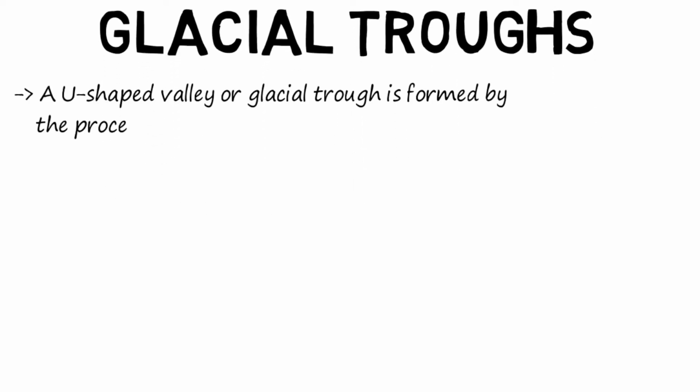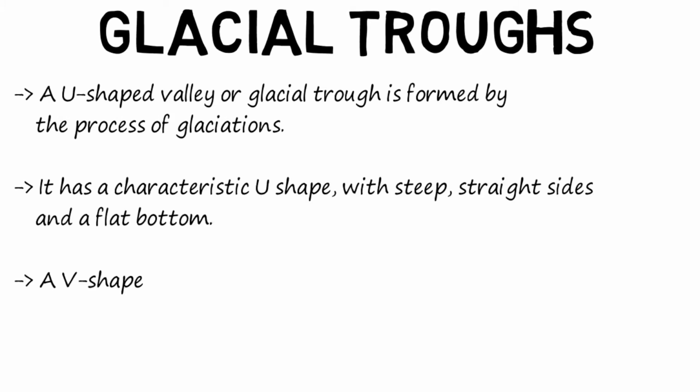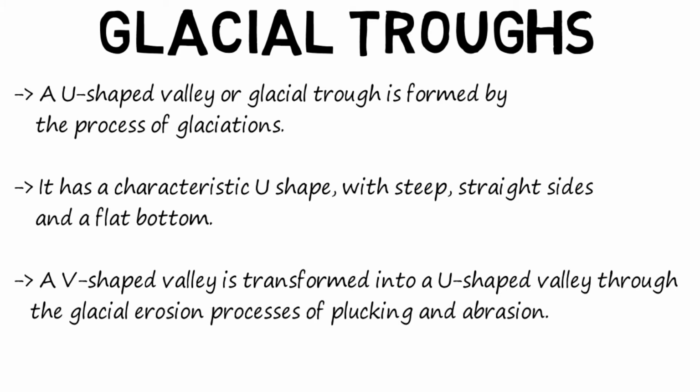Glacial troughs. A U-shaped valley or glacial trough is formed by the process of glaciation. It has a characteristic U-shape, with steep, straight sides and a flat bottom. A V-shaped valley is transformed into a U-shaped valley through the glacial erosion processes of plucking and abrasion.